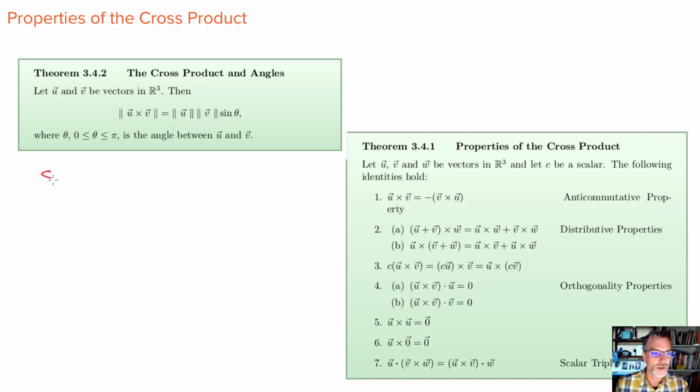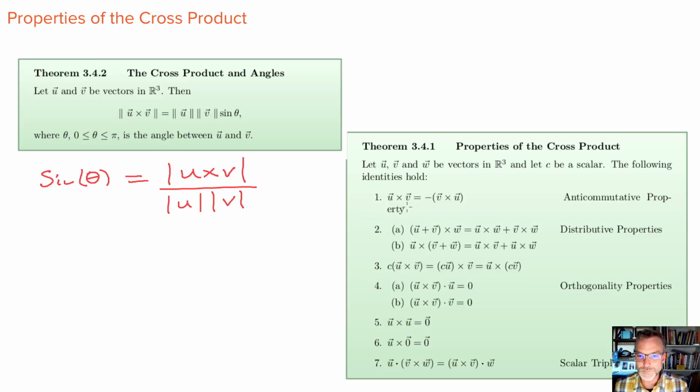So the sine of the angle, not the cosine like in the dot product case, but the sine of the angle between two vectors is just the length of their cross product divided by the product of their lengths. Right? The dot product had the cosine of the angle equal to the dot product of u and v divided by the lengths of u and v. So it kind of has that similar form.